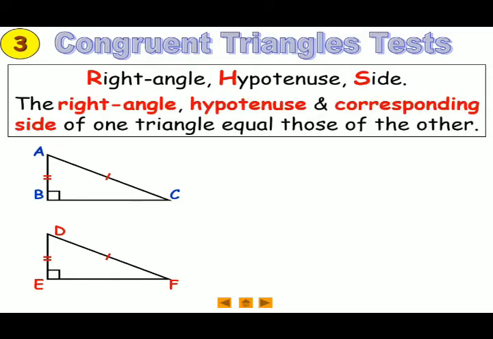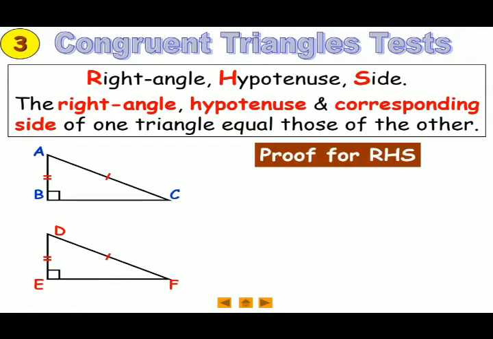Now how to prove RHS? First let us understand what is RHS. The right angle, hypotenuse and corresponding side of one triangle are equal to those of the other. It is called the RHS rule in short.